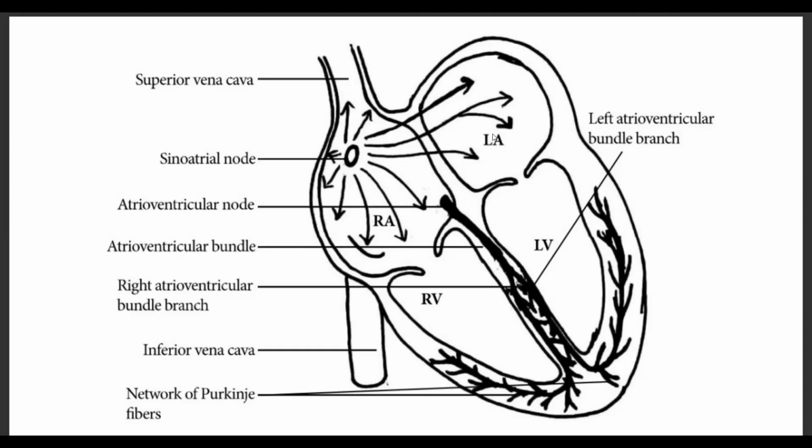It's situated between the wall of the left and the right atria, right? Close to the right atrioventricular valve. Then the third component of this conducting system, atrioventricular bundle, bundle branches and Purkinje fibers.